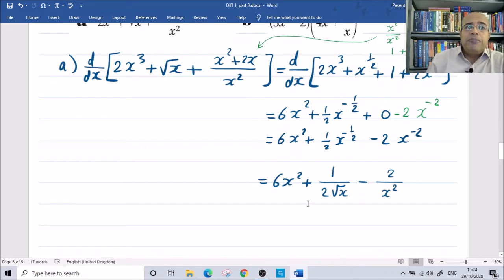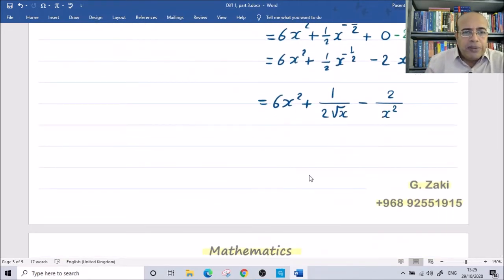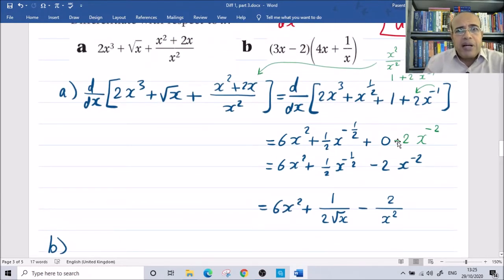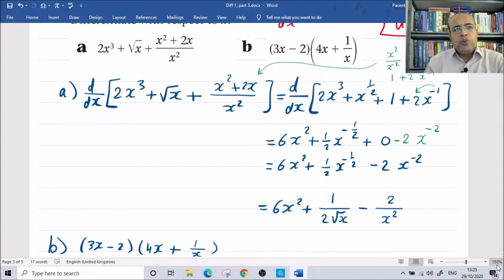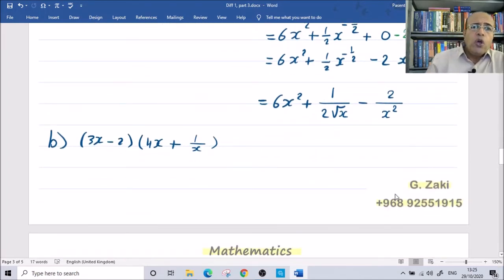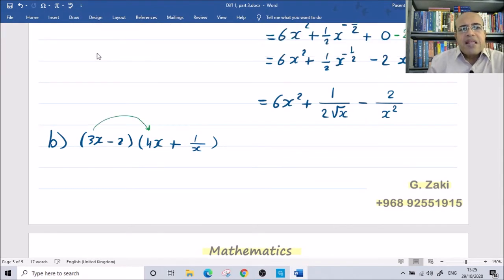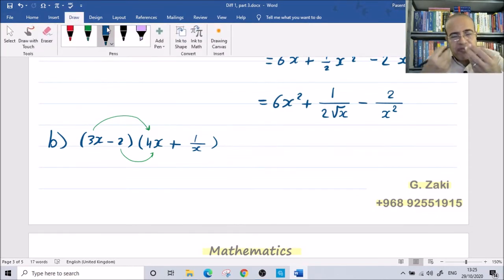Now, part B, how can we solve part B? First, we simplify. How to simplify? Multiply the two brackets. The two brackets are 3x minus 2 multiplied by 4x plus 1 over x. How to simplify this? We distribute 3x over the second bracket and then negative 2 over the second bracket. So we just simplify first. Before differentiating, you have to simplify.